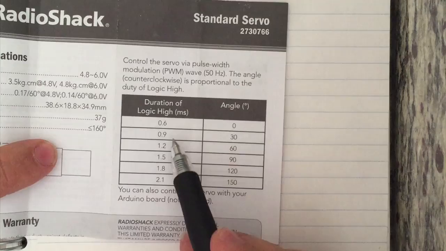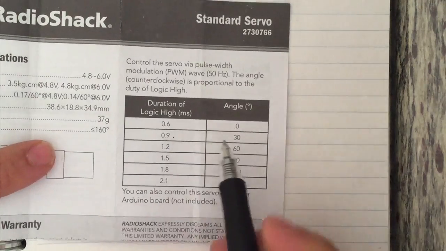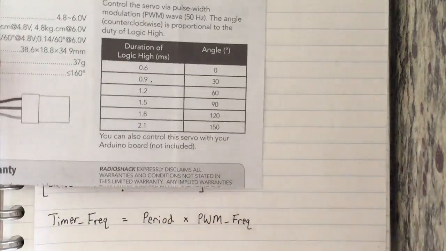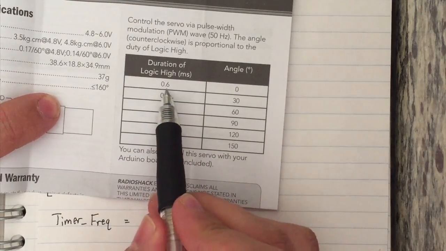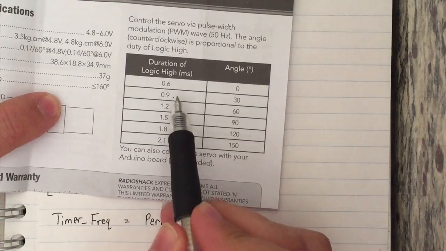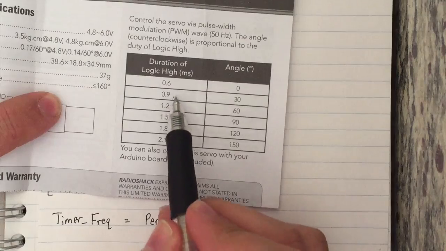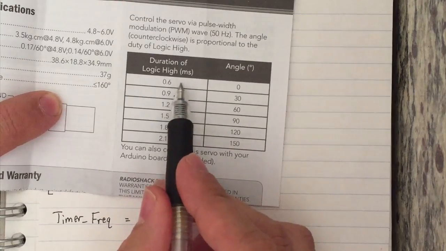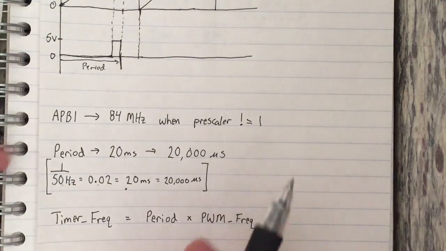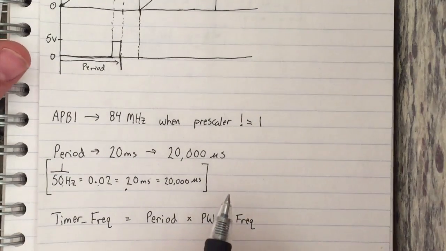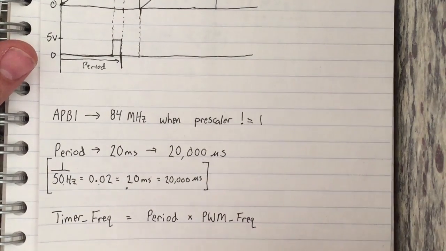So we can go from 0.6 to 0.9 milliseconds. If we use milliseconds, we might not be able to get the fine precision, say go from 0.6 to 0.7 to 0.8 to 0.9. We might only be able to jump from 0.6 to 1.2. Okay, so we're going to use microseconds to get that finer detail to adjust the angle better.